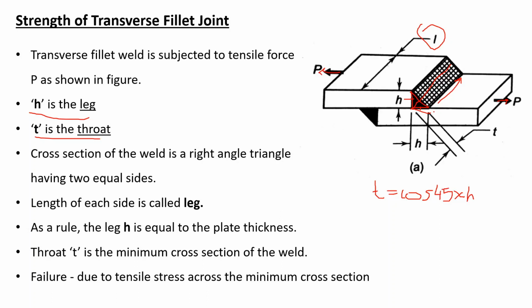But in case of the parallel fillet weld, the failure was because of the shear load across the minimum cross sectional area, whereas in case of the transverse fillet weld, the failure is because of the tensile stress. This time it is because of the tensile stress, but again across the minimum cross sectional area, because that is the weakest point in the weld.